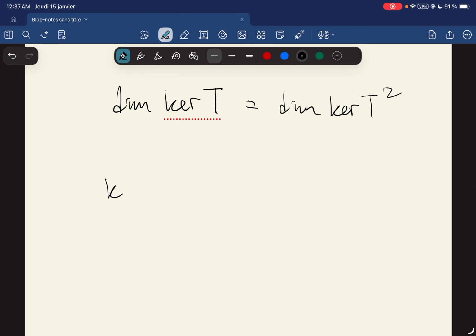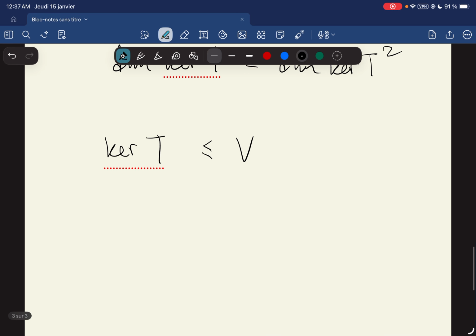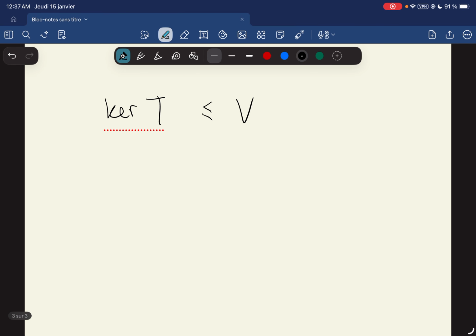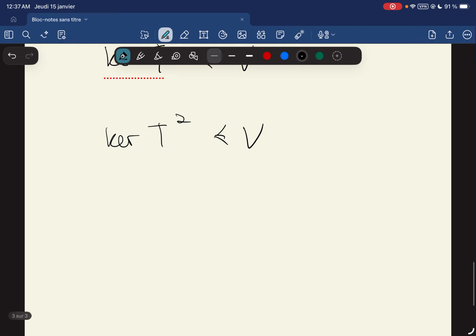We know that the kernel of T is a subspace of V. This is very obvious; we can just prove it using the definition of subspace. And the kernel of T squared, similarly, is also a subspace of V. These two are both vector spaces.